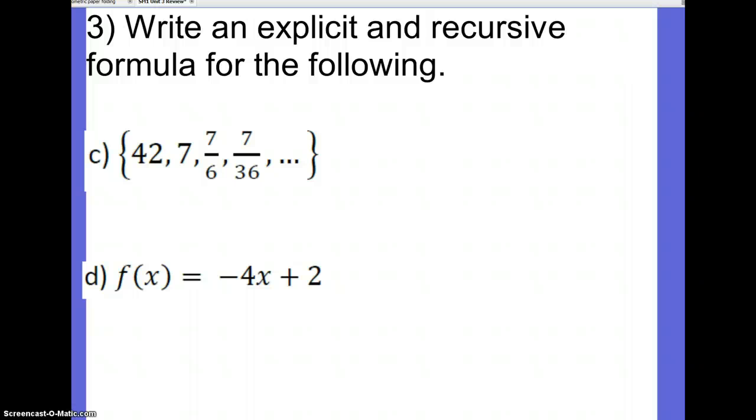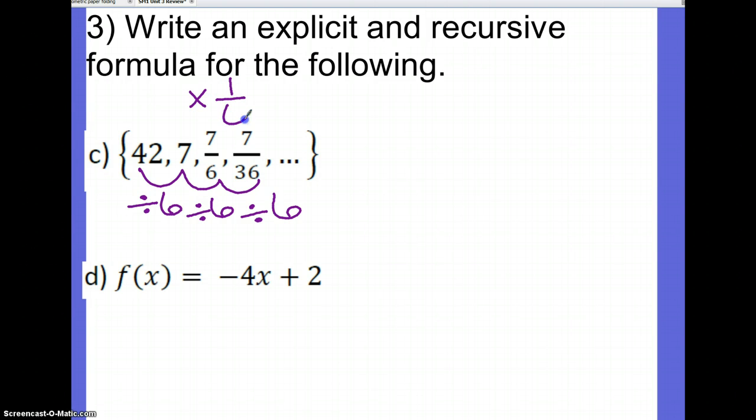Okay, 3 again, because 3 continues. So the pattern here, if you notice it goes, so just look at 42 to 7, and then you're getting fractions. This is dividing, and if you got 42 to 7, that's dividing by 6. So if you check it, 7 over 6 is the same as 7 divided by 6. So it is dividing by 6 every time, which is the same as multiplying by 1 over 6. And this is what we're going to use when we write explicit and recursive.